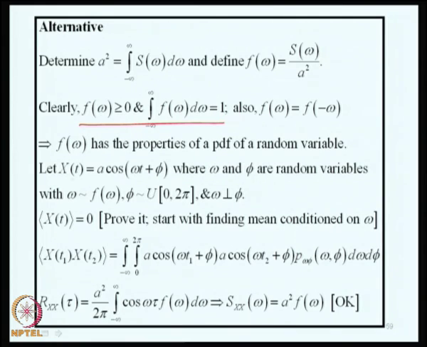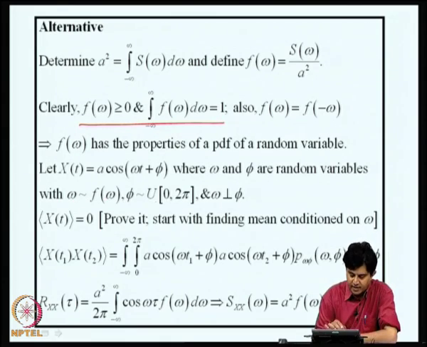Now I define a random process x of t as a cos of omega t plus phi, where omega and phi are random variables, with omega having probability density function f of omega, and phi uniformly distributed between 0 and 2 pi, and omega independent of phi. Now we consider the expected value of x of t, and we can show that it is 0. You can find the mean conditioned on omega and then integrate with respect to omega. Conditioned on omega this mean is 0, therefore the answer is 0.